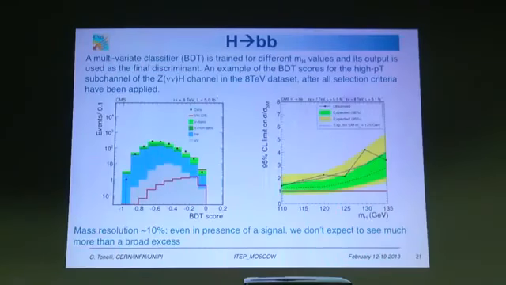However, it is another very tough channel. Again, putting together different decay modes, different vector boson modes, different kinematic conditions.